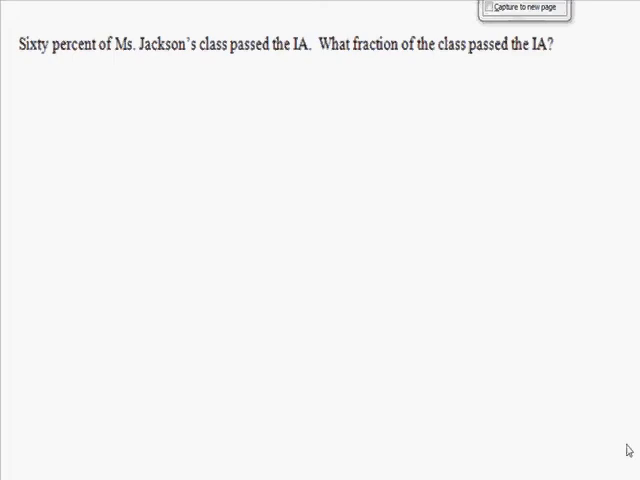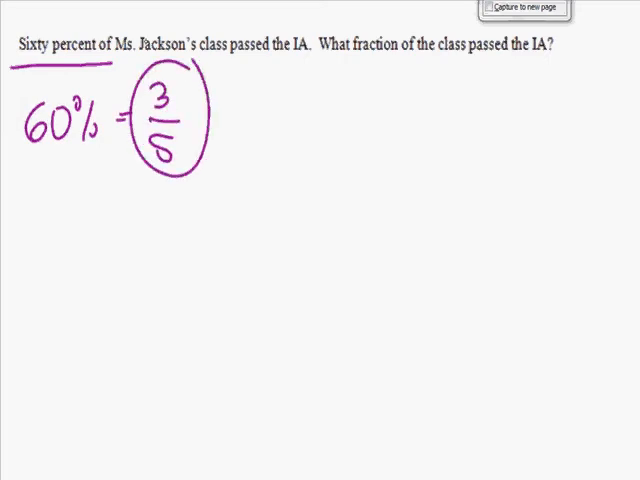60% of Ms. Jackson's class passed the IA. What fraction of the class passed the IA? Two ways to solve it. Way number one is using our common conversions. I know from my common conversions that 60% is equivalent to 3/5. So that means that 60% of Ms. Jackson's class passed the IA. The fraction that passed the IA is 3/5.